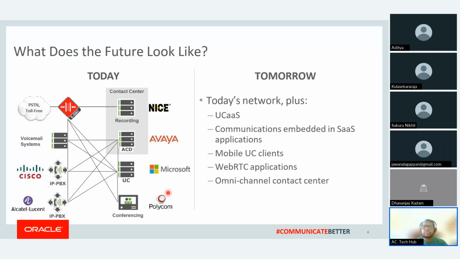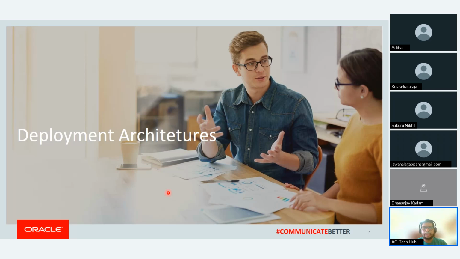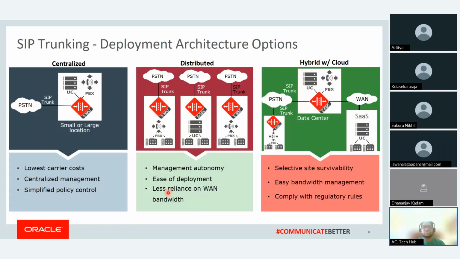And nowadays this WebRTC is having a lot of demand, where this web calling you can enable through this WebRTC application, so you can integrate those into this Oracle SBC. Also the PRI and this BRI, the legacy solutions where you have the ISDN connectivity, you can integrate this with this platform. And then these are the deployment architecture options.